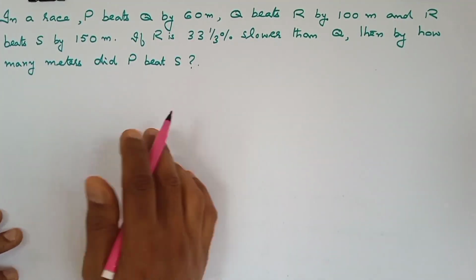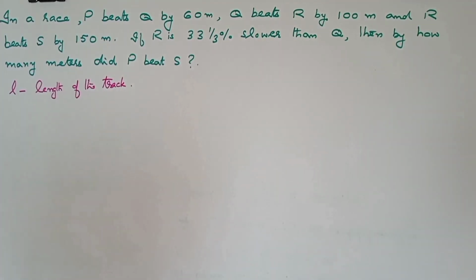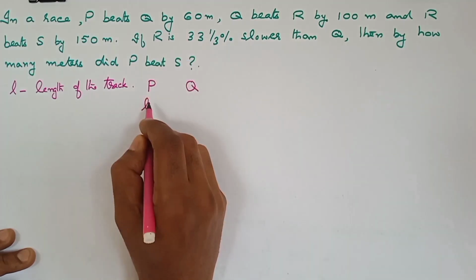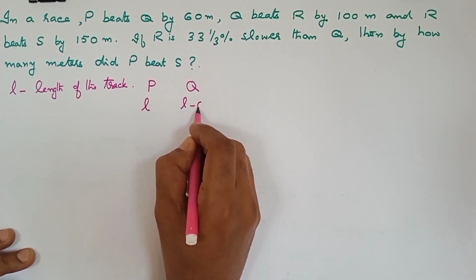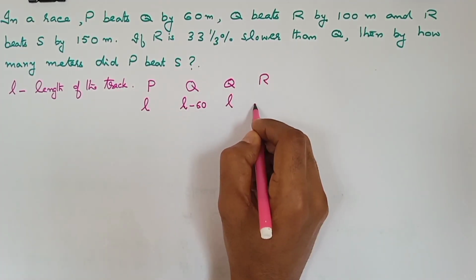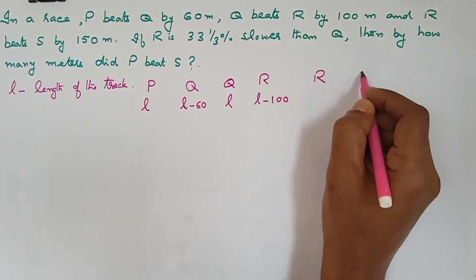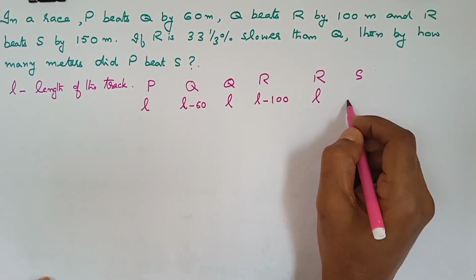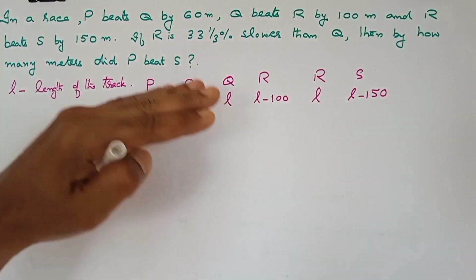Here we don't know the length of the track. Let L be the length of the track. Now the problem says P beats Q by 60 meters, which means when P covers L, Q will cover only L minus 60. Similarly, Q beats R, this implies L minus 100. Then R beats S means when R covers L, S is able to cover only 150 meters less. This is what the data say.